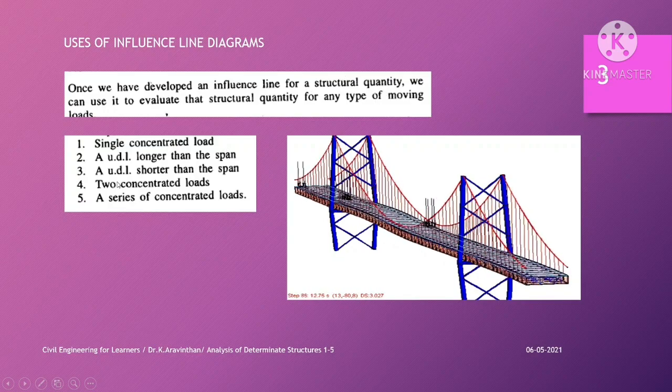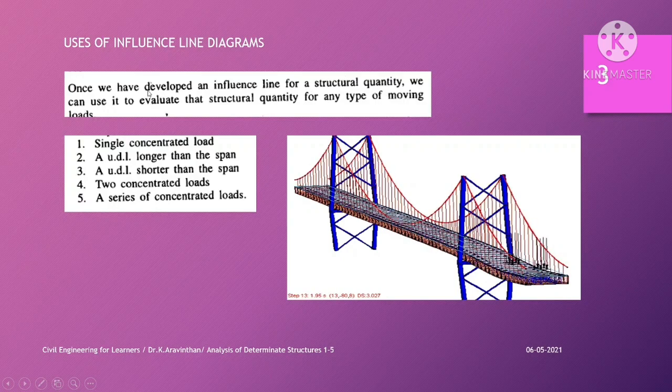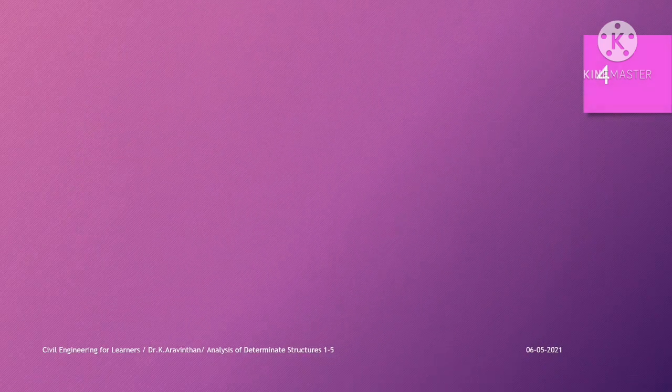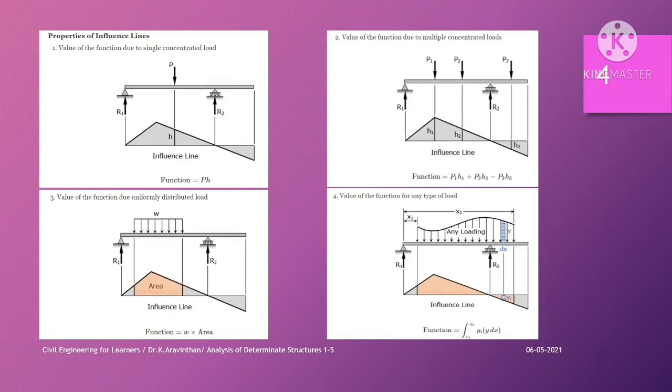Then two concentrated loads acting, and a series of concentrated loads. These are all the different types of loads. Whatever might be the case of load, you can use this influence line and identify the structural parameters. Okay, so these are the properties.